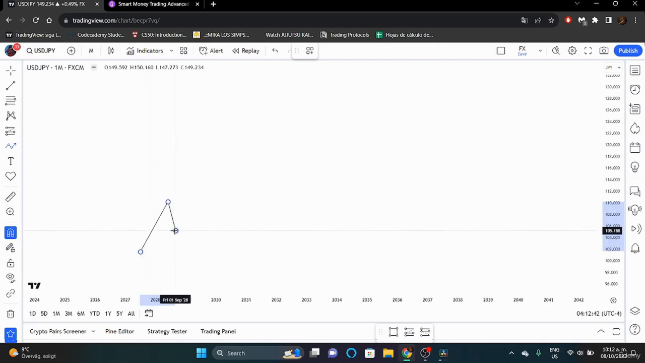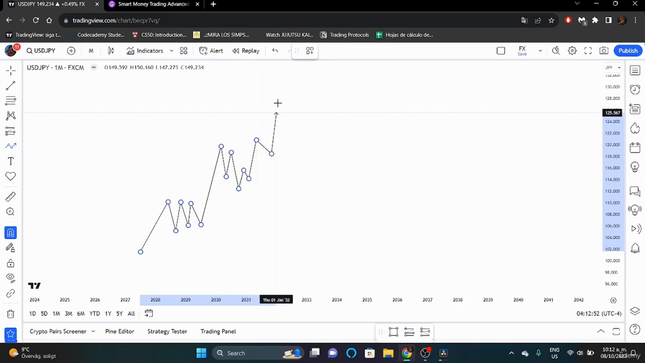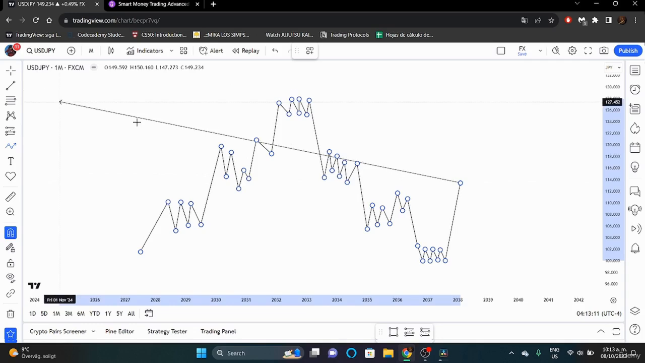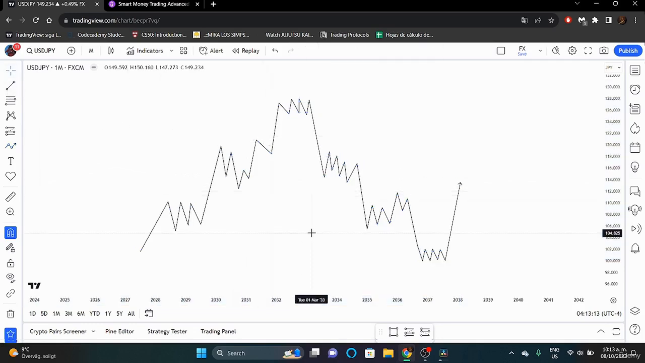First impulse, accumulation. Second impulse, accumulation. Third impulse, distribution. And then we change to this. This is a market maker buy model right here.